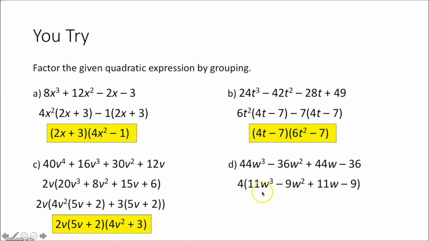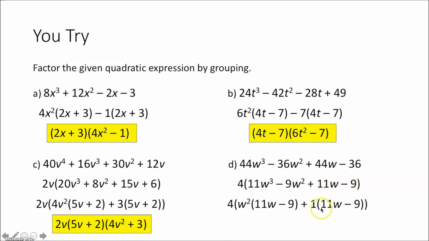So is there something we can take out of these first two terms? Yeah, w squared. I think that's it, right? So we're going to put 4 and then parentheses, w squared, parentheses, and then what do you get when you divide each of those by w squared? Well, that's 11w minus 9. Over here, we have 11w minus 9. There's nothing you can take out of those, so we take out a 1.